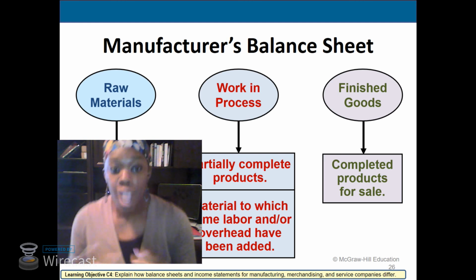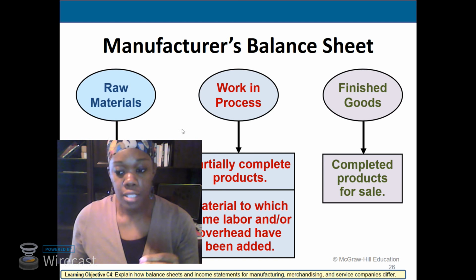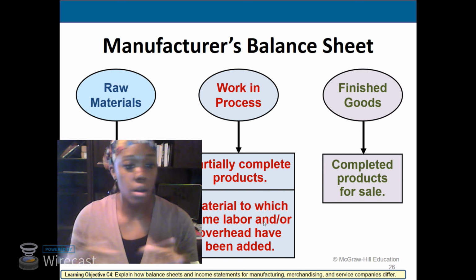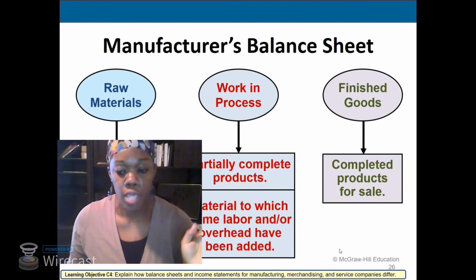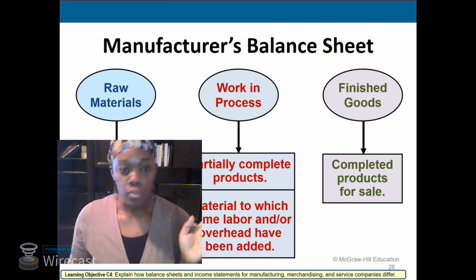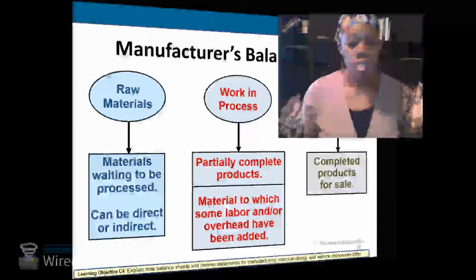That is work in process. So we are in the process of making these ingredients. However, they're still random ingredients, right? We can't sell that yet. So that's our work in process.